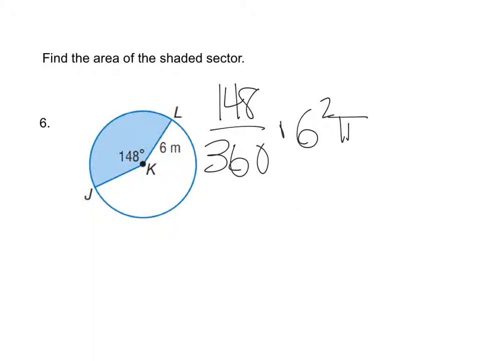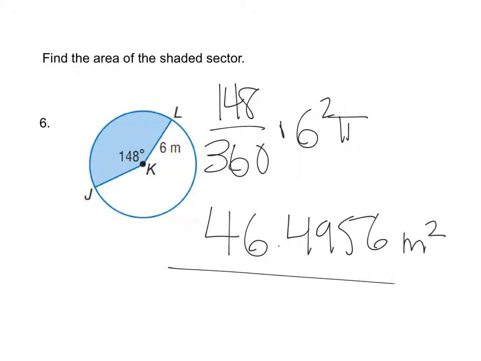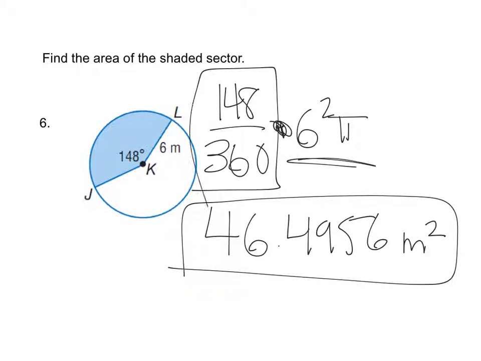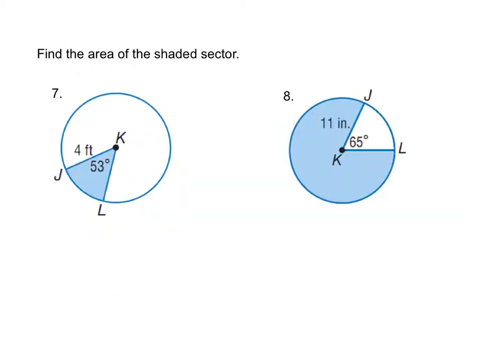So 148 divided by 360, okay, times 36 times pi. So that's going to be 46.4956 meters squared. There's my answer. So, here's the idea, area and then your degree out of 360.